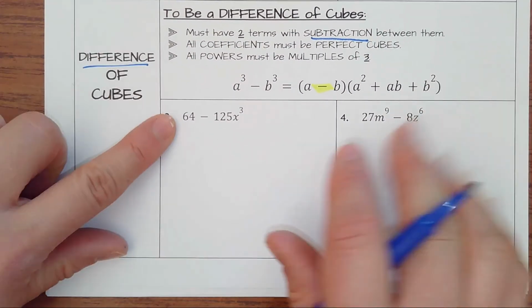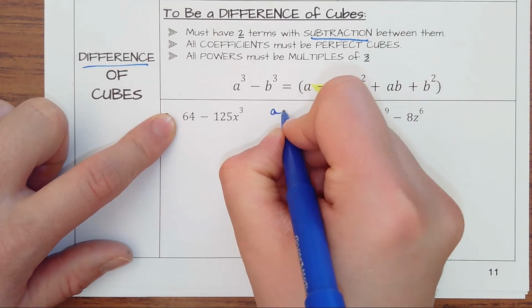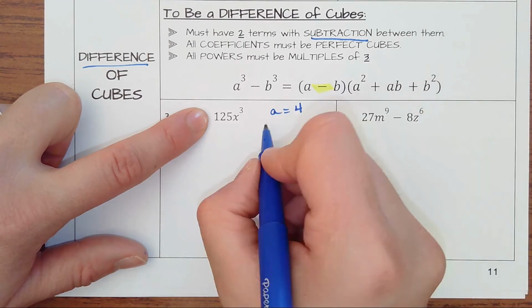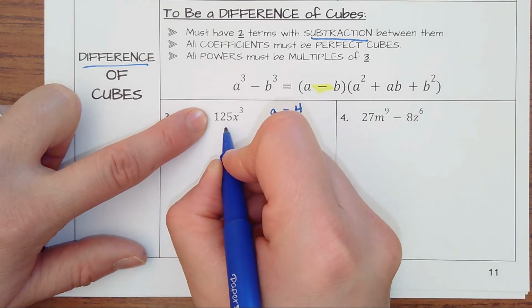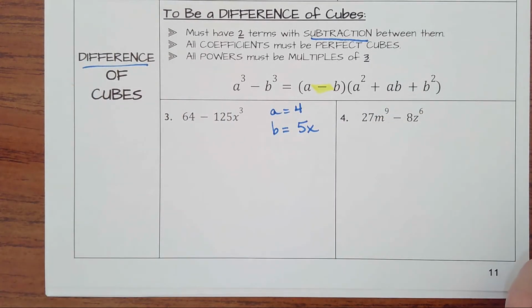So number 3, I need to cube root 64. That is 4. And then I need to cube root 125. That's 5. 3 divided by 3 would just be x to the 1st. So this is not too bad.